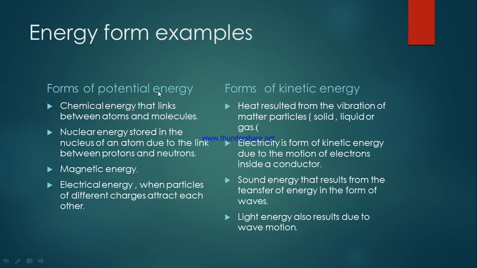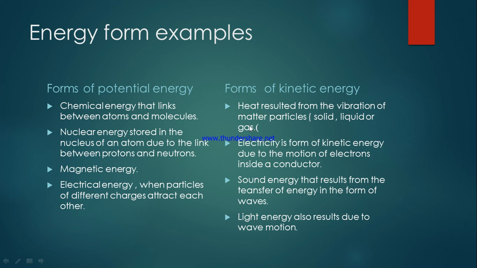It's also considered a form of potential energy, only in case of the reverse poles, north and south pole together, because they will attract and they will stop moving. Stop moving means potential or stored. The last one is the electrical energy, when the particles of different charges attract to each other. Let's have a look at the forms of the kinetic energy.